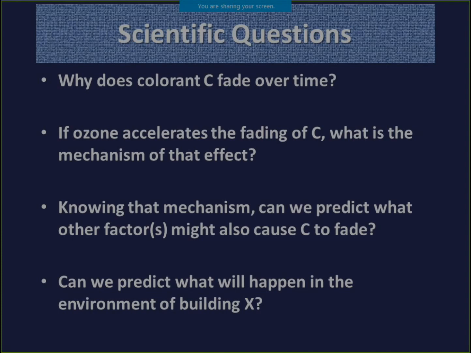So we would look at, why does this particular colorant fade over time? If ozone, for example, accelerates the fading of the colorant, what is a mechanism of that effect? Knowing that mechanism, can we then predict what other factors might also cause this colorant to fade? And can we predict what will happen in the environment of a particular building?